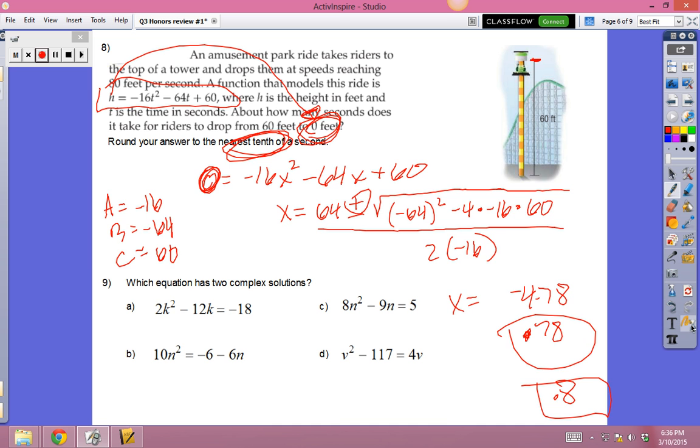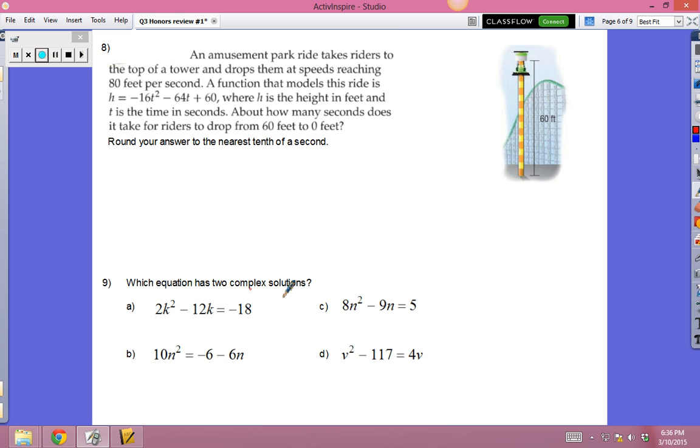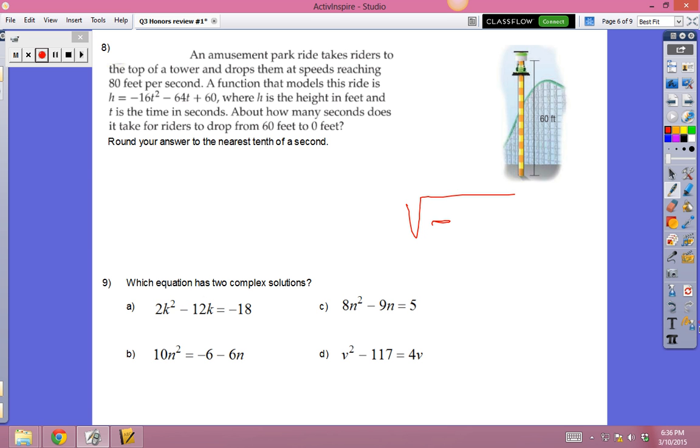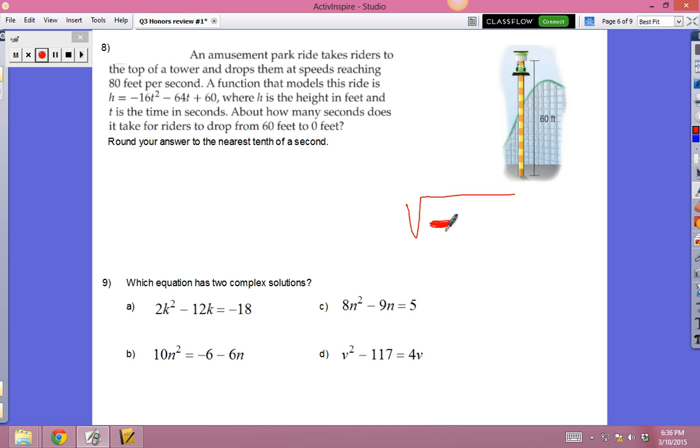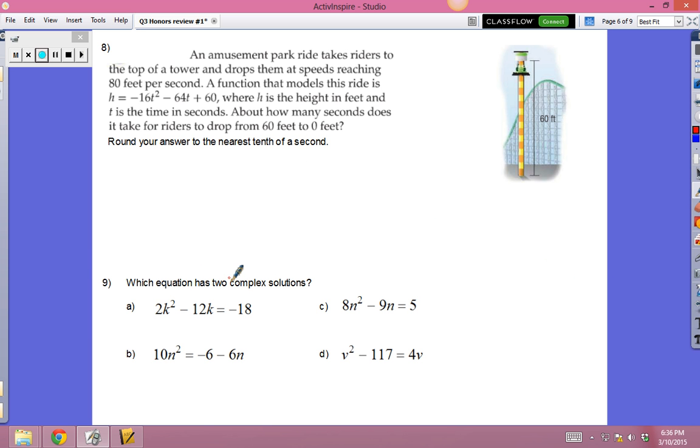Alright, 9. Which one is going to give you complex solutions? Complex solutions happen when underneath the square root you get a negative. So 9, let me look at A. I'm not going to calculate the quadratic formula all the way through. I'm just going to see which one gives me a negative under the square root. Or you could graph them on your calculator, and whichever one does not touch the x-axis is the one that has complex roots, because the roots are where it crosses your real number line. If they never cross the real number line, then they're complex roots.